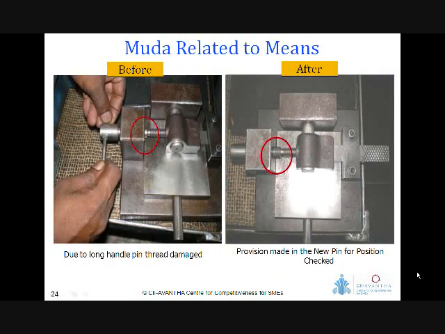One more example. In a threading operation, a long handle was there. It was not clear how much to thread. So when inserting the pin, the thread was getting damaged. The operator has suggested some idea to avoid the thread damage. He has provided a positioning check on the fixture. Very small investment but very effective.